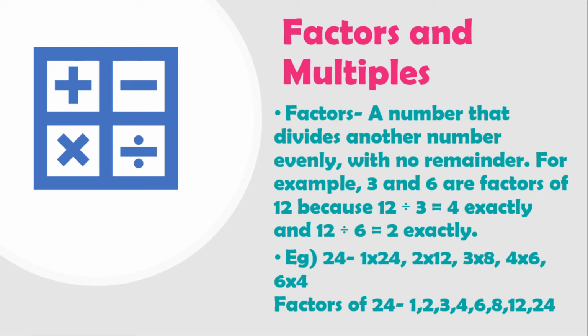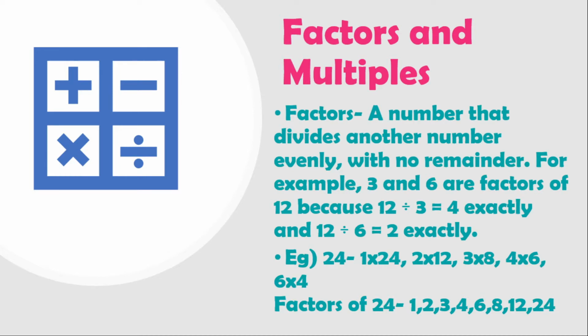So factors are any numbers that will divide another number evenly without any remainder. So for example, 3 and 6 are the factors of 12 because 12 divided by 3 is 4. So they exactly divide without any remainder. So 3 can be a factor of 12. And also 6 is a factor because 12 divided by 6 is 2. So let's have another example. So let us find the factors of 24.